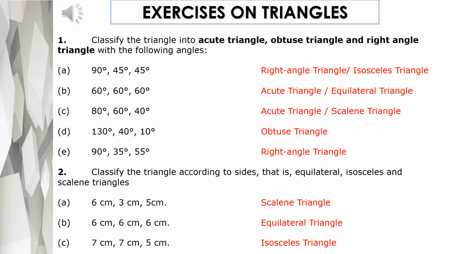Now taking you down to question number 2. The first one, A, is a scalene triangle because all 3 sides are unequal. B is an equilateral triangle because all 3 sides are equal. And C is an isosceles triangle because 2 sides are equal.